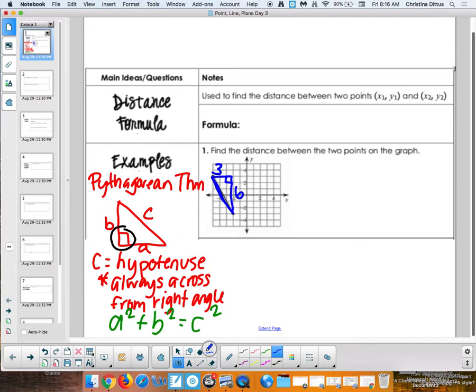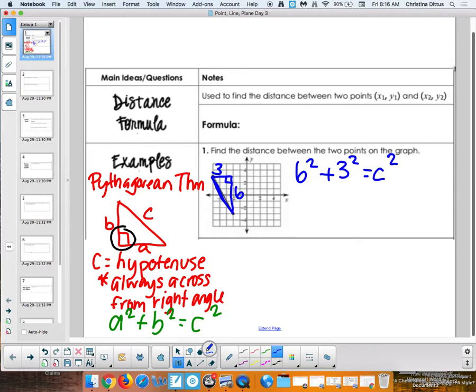So then to find my C squared, all we're going to do is take 6 squared plus 3 squared, and that has to equal C squared, the side that I'm looking for. It does not matter which way you put the 6 and 3. You can have 3 squared plus 6 squared. That's totally fine. But what's important is that the hypotenuse is out by itself. Okay?